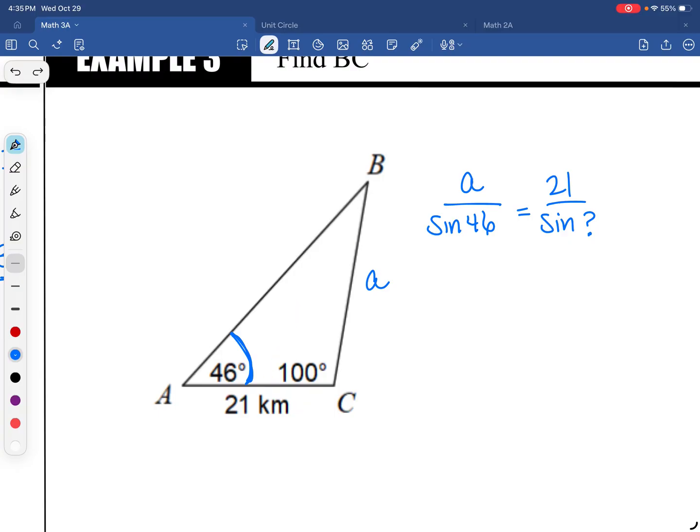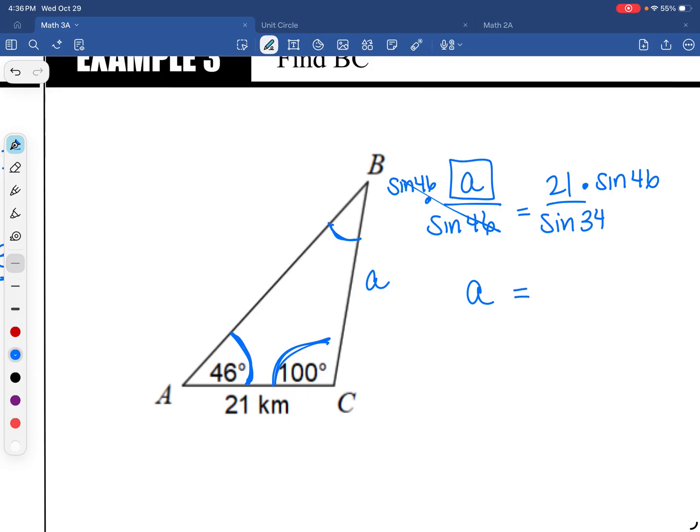But we know that if we have a 46 and a 100, the third one has to add up to 180. They have to combine to make 180. So that means that the sine on the bottom would be 34. Right? 46 and 34 is 80. Okay, and then we can just go through and solve. So if we're trying to solve for A, we're going to multiply by sine 46, multiply by sine 46. So A is whatever this multiplies out to be.